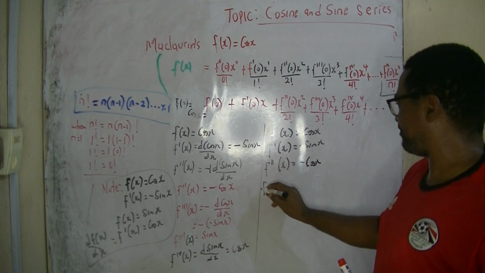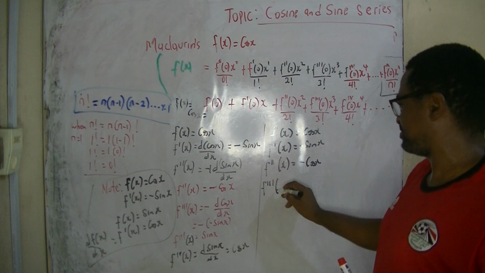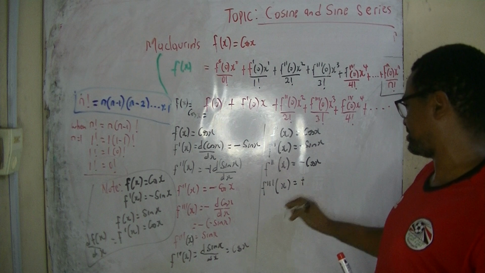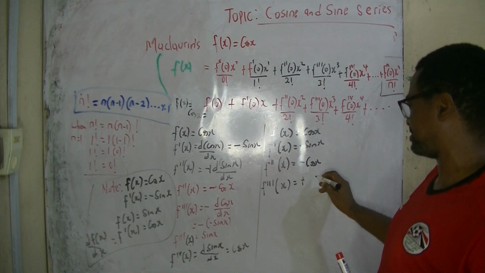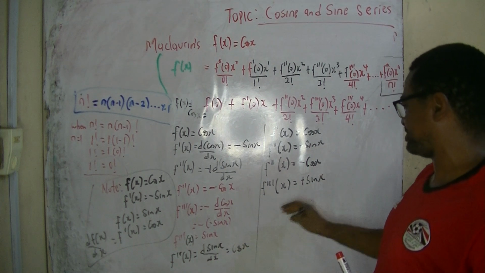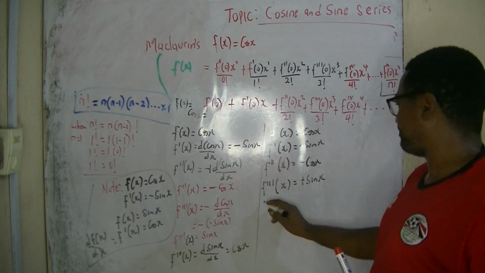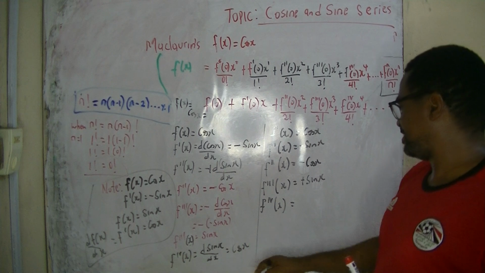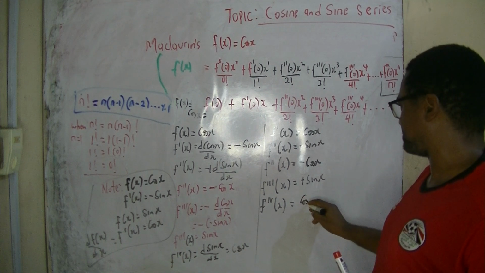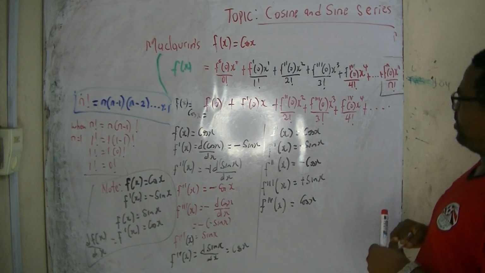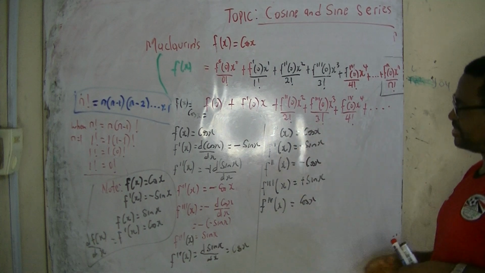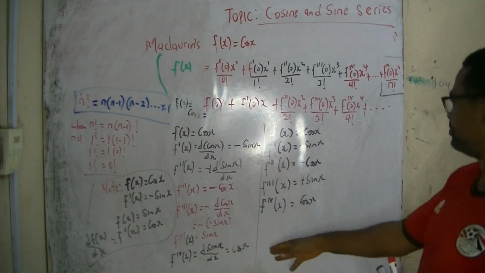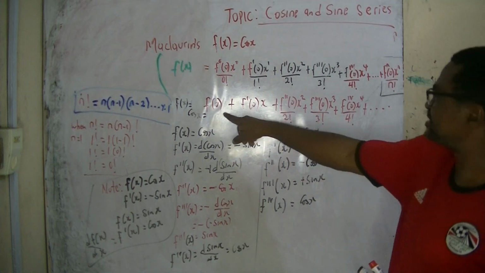Then the third derivative of x is plus sine x. Then the fourth derivative that we have here is cos x. We need to examine our results very well to be sure we are okay. Okay, no problem. Now, we want to get f of 0.